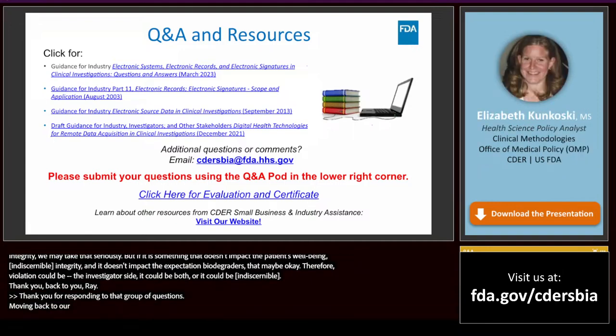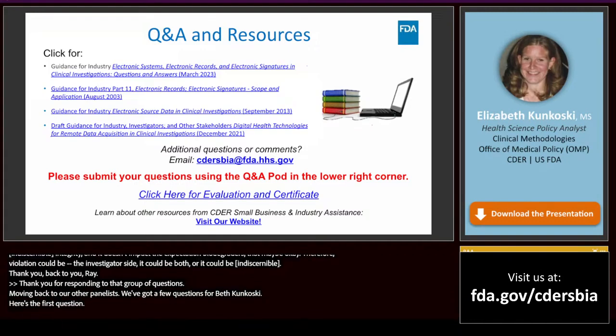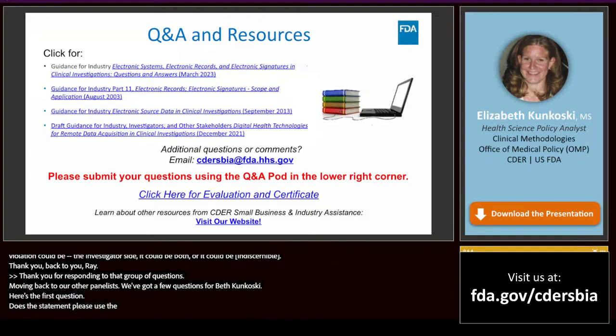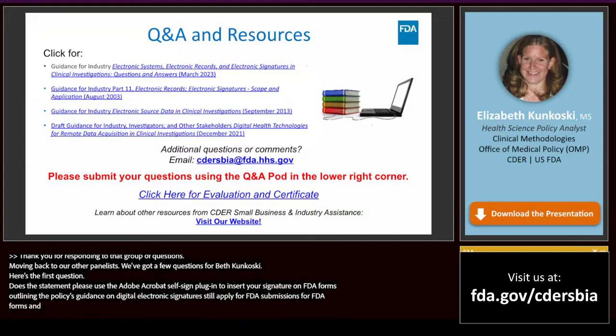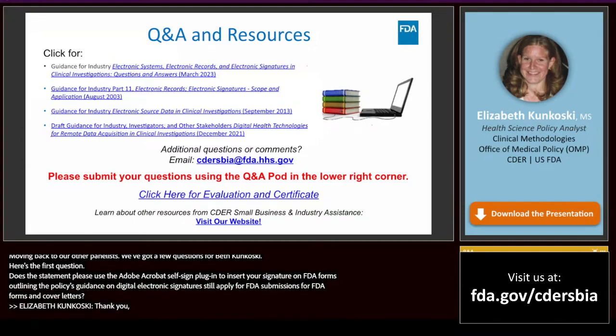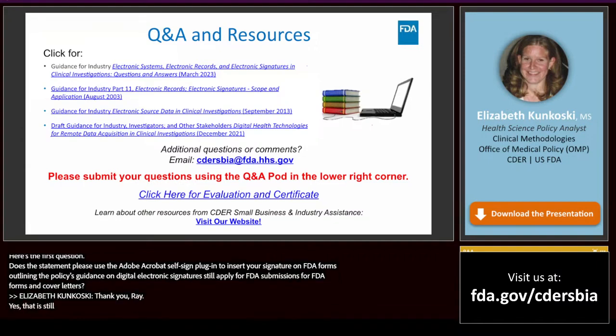Does the statement, "please use the Adobe Acrobat self-sign plugin to insert your signature on fillable FDA forms," outlining the policy's guidance on important information about digital electronic signatures, still apply for FDA submissions for FDA forms and cover letters? Thank you, Ray. Yes, that is still valid, and you should follow the instructions on any specific FDA form before it is submitted.